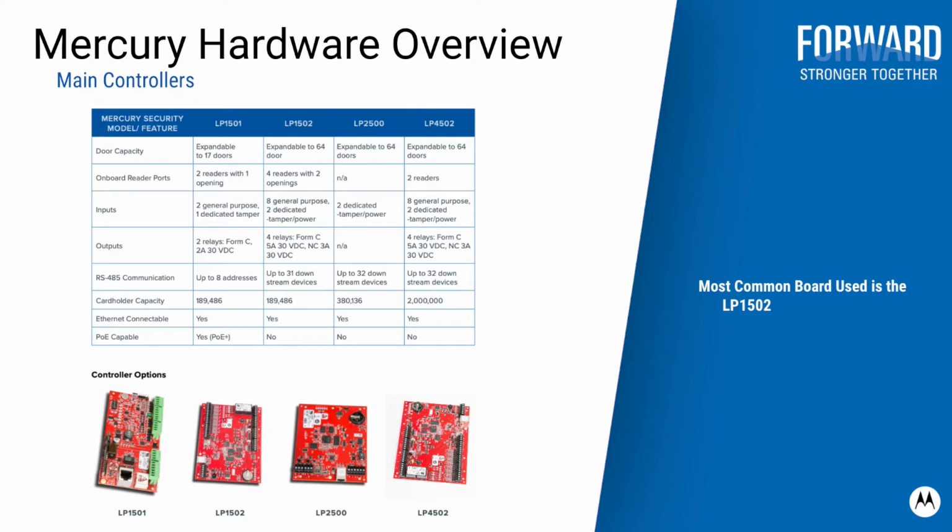The most common board we use is the LP1502, which is expandable up to 64 doors. It has up to 4 reader ports. There's 8 inputs, 4 relays. The next board is the LP2500, which is expandable up to 64 doors. Has 2 dedicated inputs. And if you notice there, the card holder capacity is larger than the LP1502. The LP4502, also expandable up to 64 doors. Has 2 reader ports, 8 inputs, 4 relays, and if you notice there, the card holder capacity is 2 million.